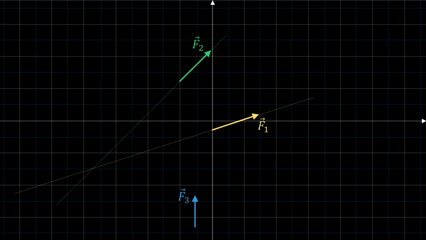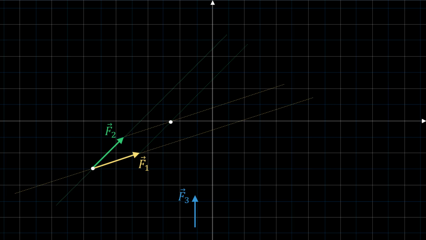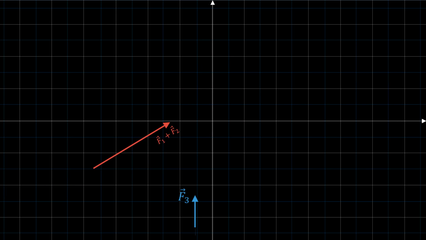Well, that's true, but I would ask, what if we had to add 3 force vectors? And you might say that we add 2 of the vectors first and then add the third one to the result. So like here, you would add F1 and F2 and obtain the resultant vector. And then you would do the same thing to add the third vector to the resultant vector.